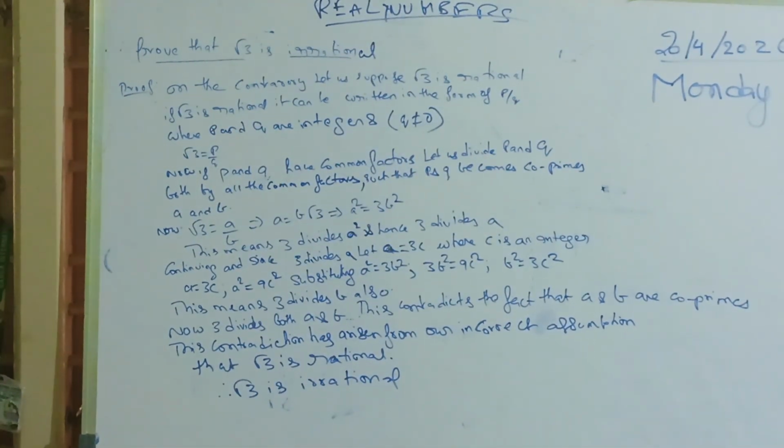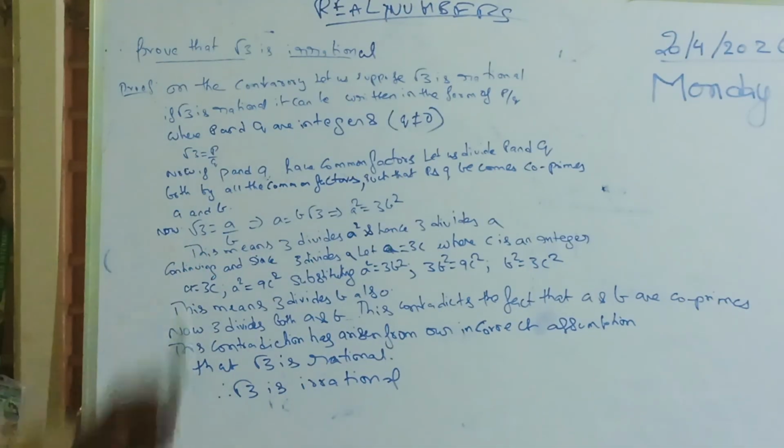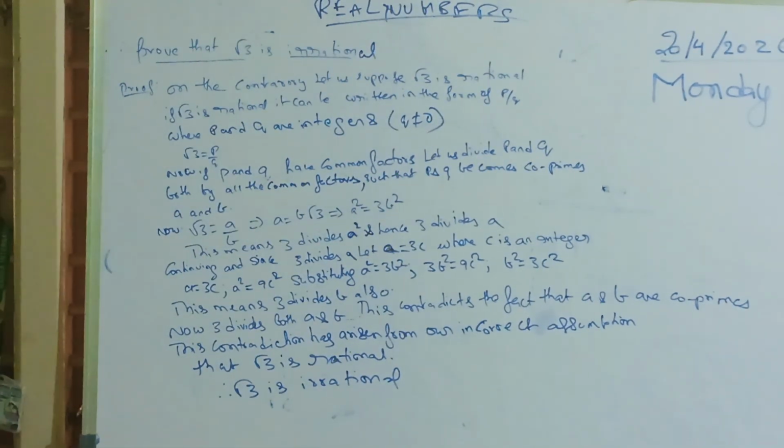Today we will continue with the real numbers chapter. Now we have to prove that root 3 is irrational. For CBSE Class 10 Mathematics Board exams, this question is very important.